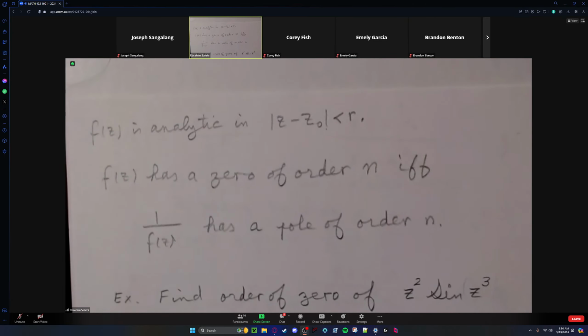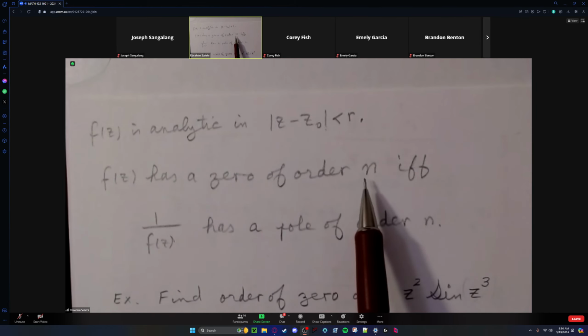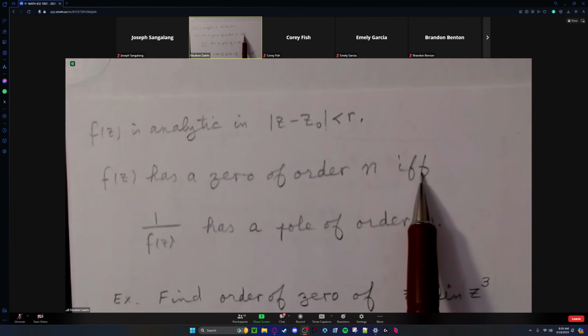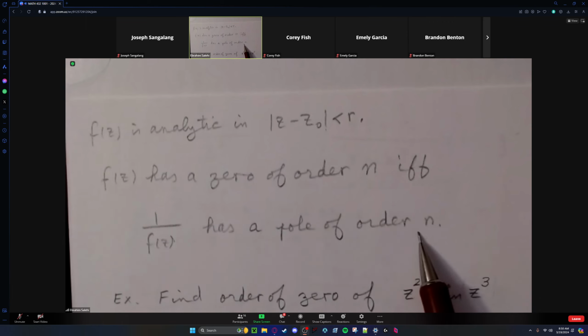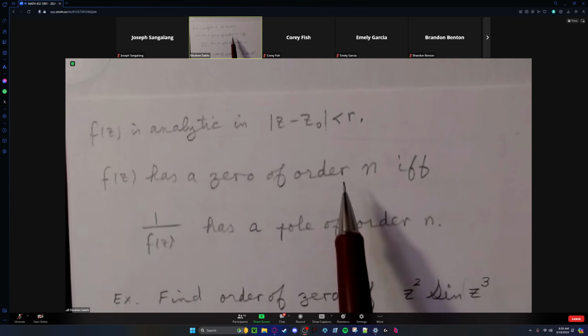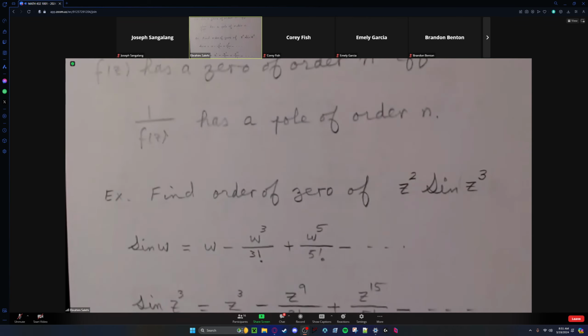This function, when it is a nice function here, has a 0 of order n if and only if its reciprocal has a pole of order n, or vice versa. This one has a pole of order n if its reciprocal has a 0 of order n. Okay, all right. Here's an example.